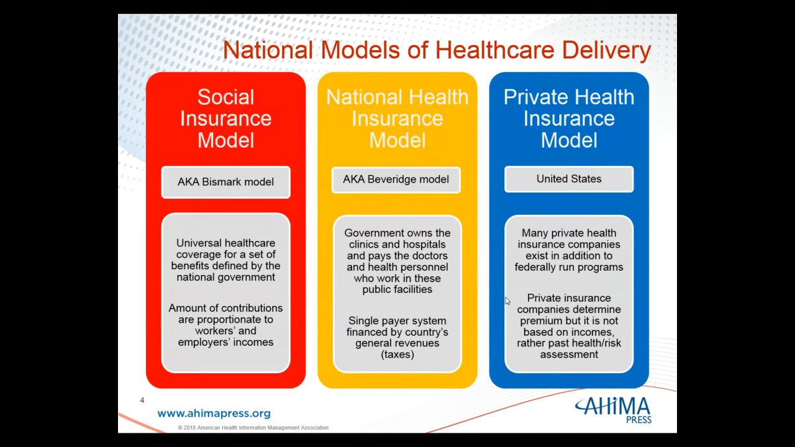And then last is our private health insurance model. It's the USA model, also used by Switzerland. Many private health insurance companies exist in addition to a federally run program. The private insurance companies determine the premium, but it's not based on income. It's based on the past health risk or the health assessment. They collect premiums to create a pool of money to pay health claims for the workers and the employees who are contributing to the pool. Now, all 3 of these do have forms of hybrid, but usually you can still pick out that predominant model that's going to be found in there.